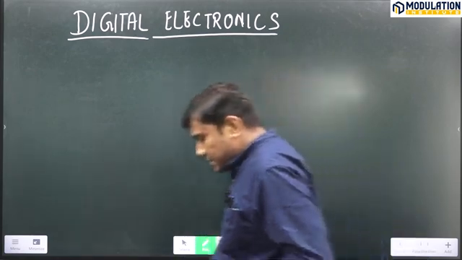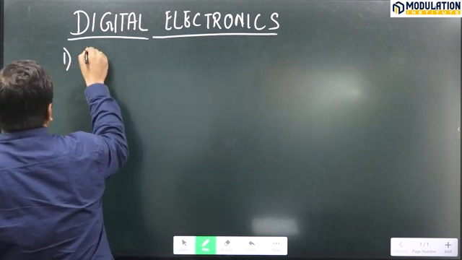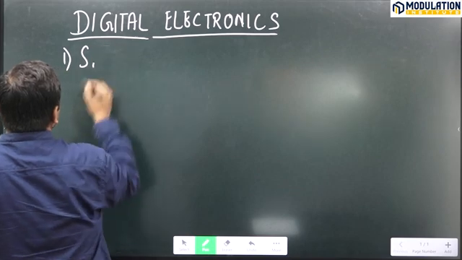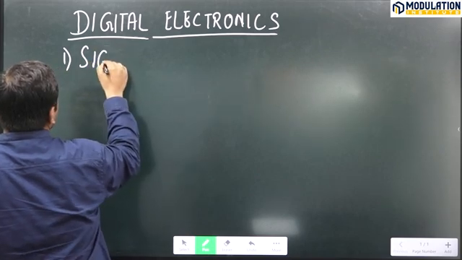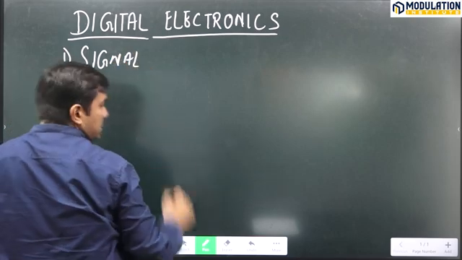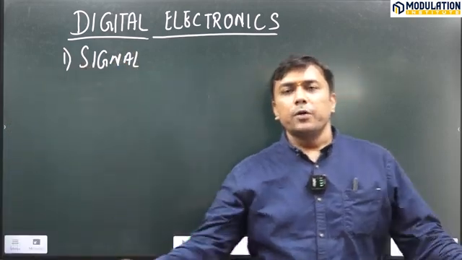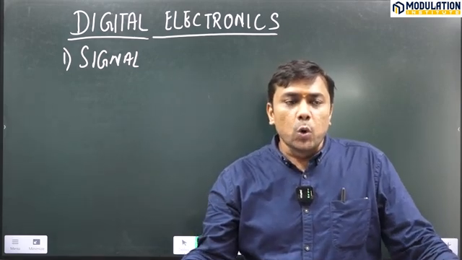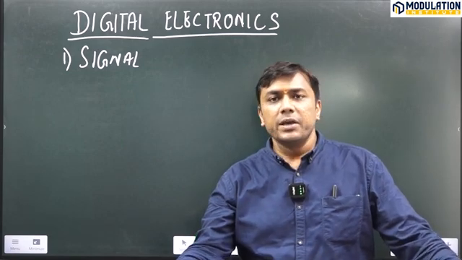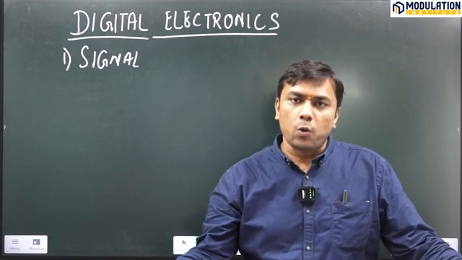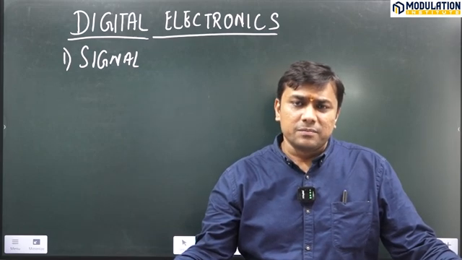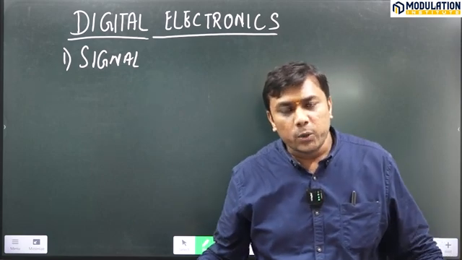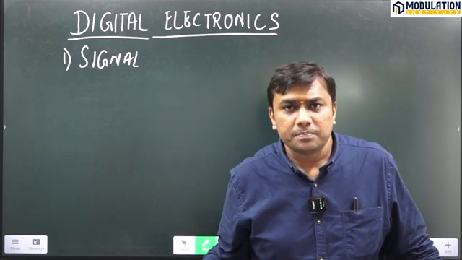So the first topic is: what is a signal, what are the types of signal, and what are the uses of this signal in the field of digital electronics. If we go to the aerospace department, to sonar, or to medical equipment devices, everywhere the word signal is required. So what is a signal? What is the definition of a signal?